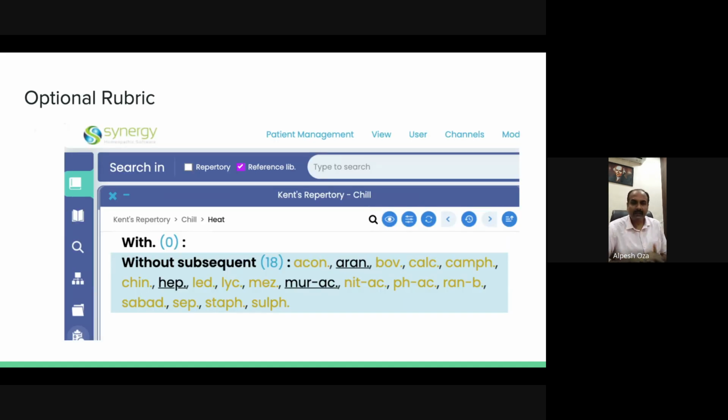Similarly, there is another rubric which says that there is chilliness without any subsequent heat. He just feels chilly. There is no symptom as such. There is no feverish feeling. Now you'll have to understand from all these remedies. So, our job is to understand the case of the fever, find the rubric, understand the remedies. It's a process. Let's go further.